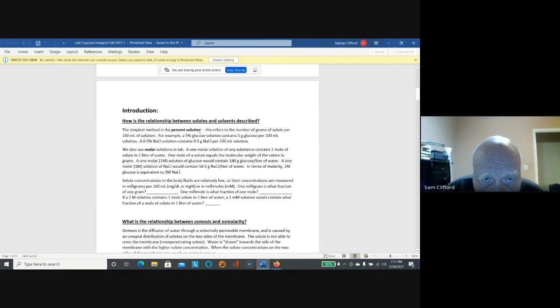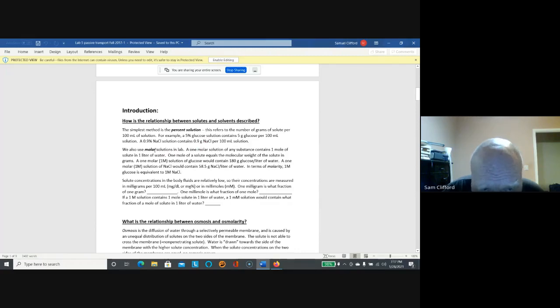Know what a percent solution is. If you put 5 grams of glucose in 100 milliliters of water, that's 5% glucose. If you put 0.9 grams of sodium chloride in 100 milliliters, that is a 0.9% solution. That's physiological saline.